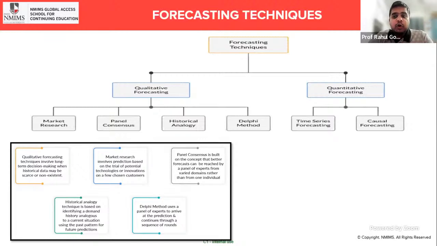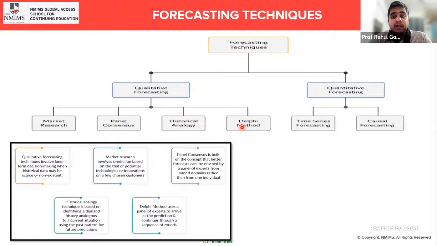Even the qualitative input is coming via a structured process, right? So when we talk about market research, history analogy, panel consensus or the Delphi method, these are official, very legit, very much applicable, structured scientific processes of generating a demand forecast, right? So they are not guesswork.